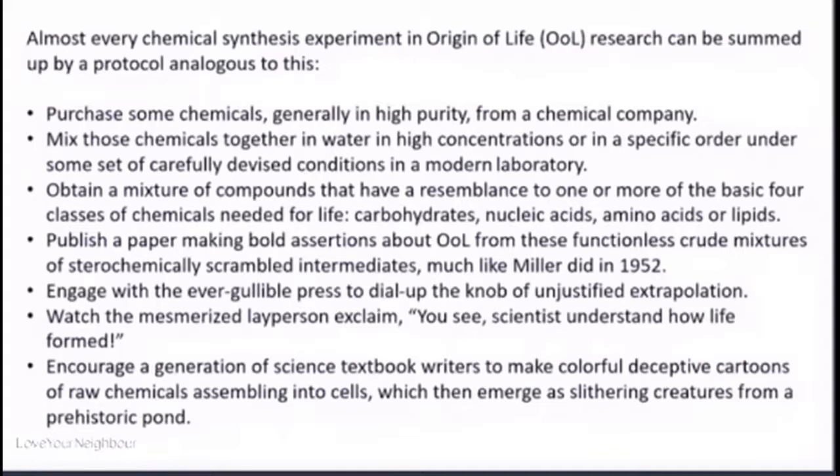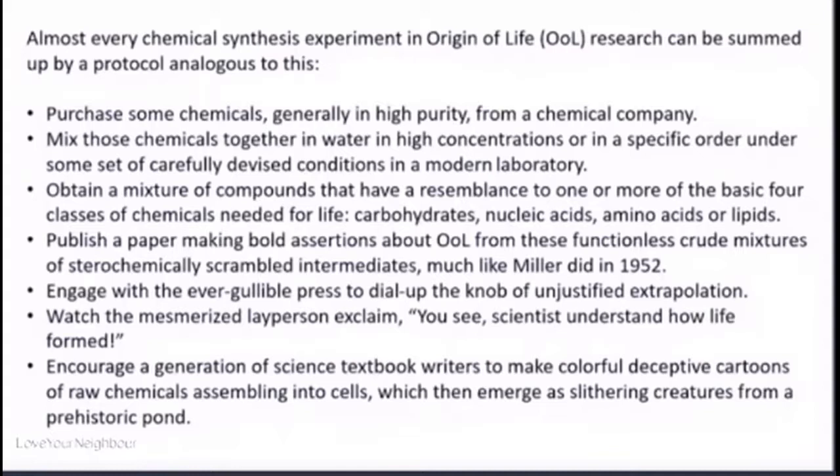That's carbohydrates, nucleic acids, amino acids, and lipids. You need those 4 classes of compounds for life. Then they'll publish a paper making bold assertions about origin of life from these functionless, crude mixtures of stereoscrambled intermediates, much like Miller did in the Miller-Urey experiment in 1952. You engage the ever-gullible press to dial up the knob of unjustified extrapolation. Watch the mesmerized layperson exclaim, "You see, scientists understand how life formed."